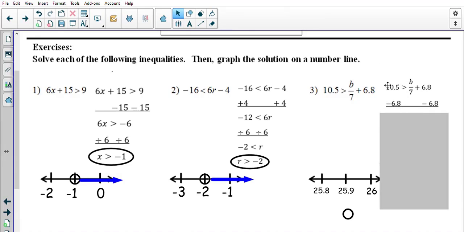And here's where you really want to have your calculators handy. We're going to do 10.5 minus 6.8. That's going to get us 3.7. Now remember, I asked someone this question last week and they didn't know what the fraction bar represents. It represents division.